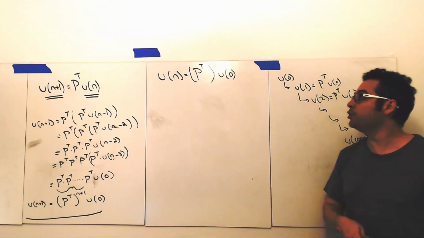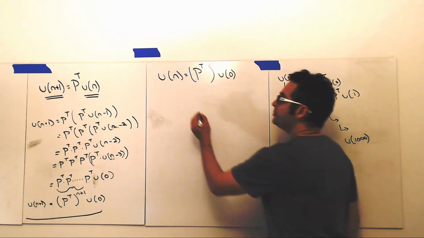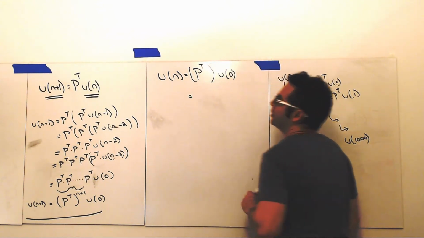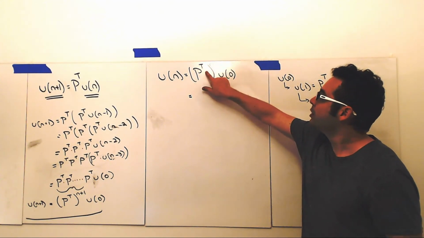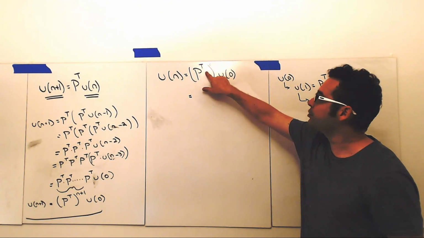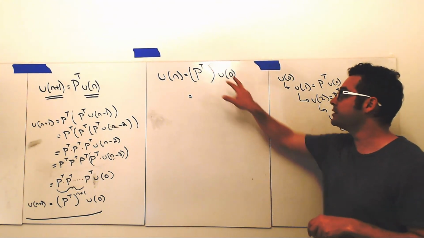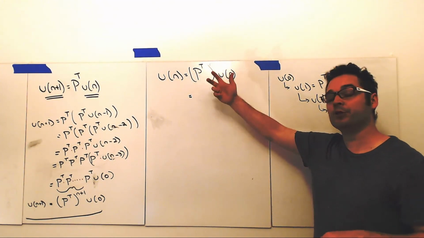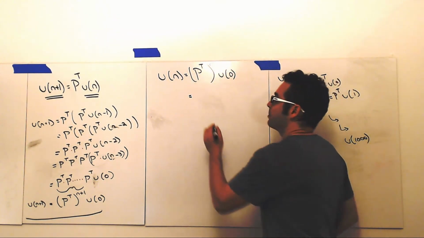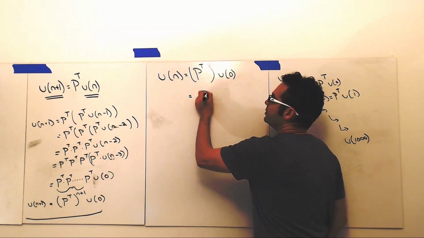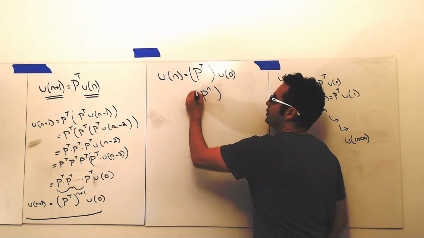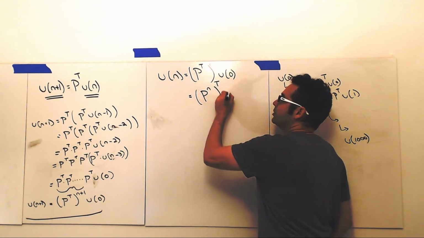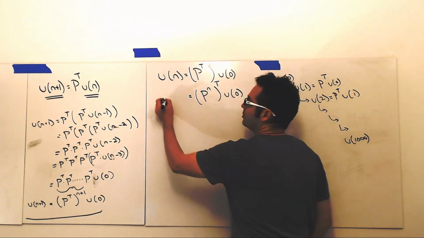Now, for those of you who might remember your linear algebra, there's a nice little property that we have, which is a matrix transpose to the n power is the same thing as a matrix to the n power transpose. So we can simply rewrite this as p to the n transpose times u0.